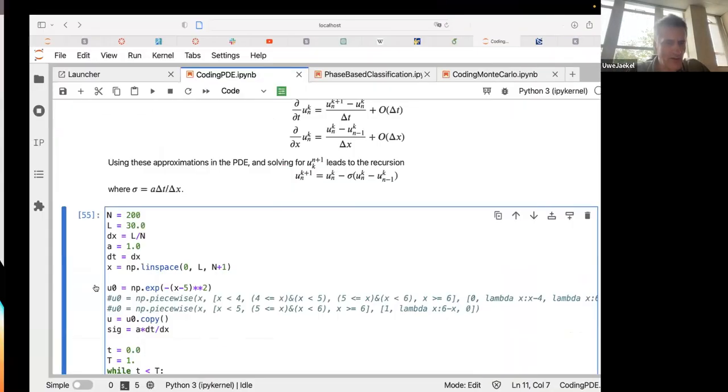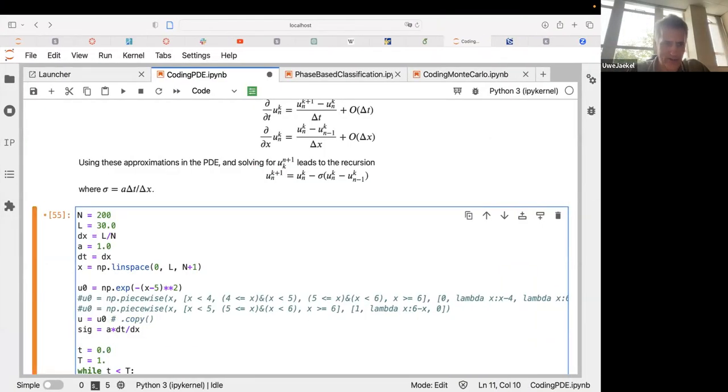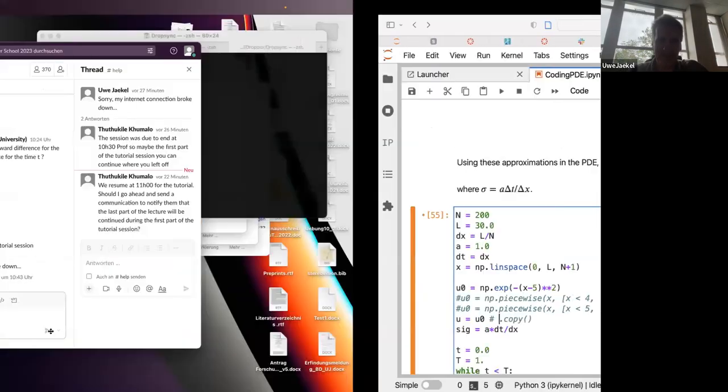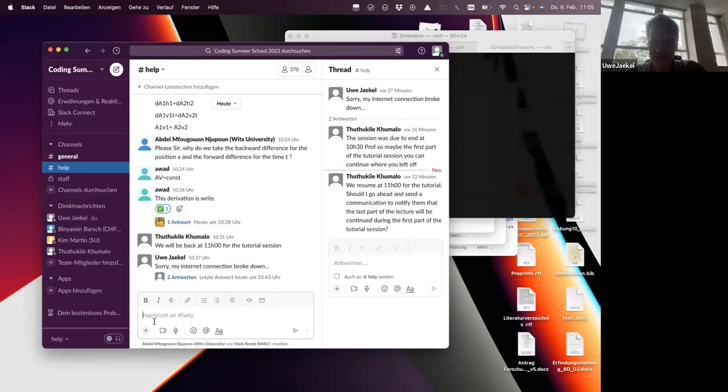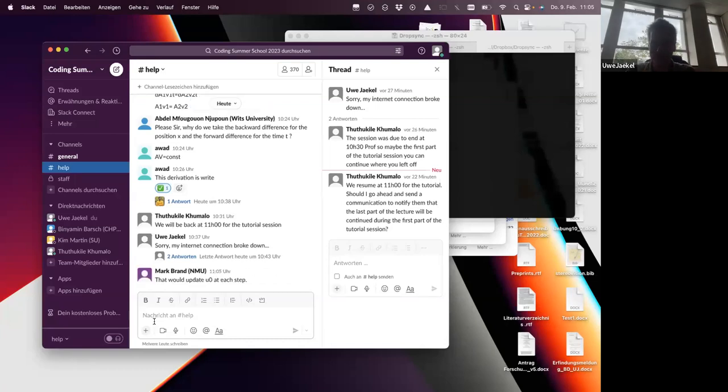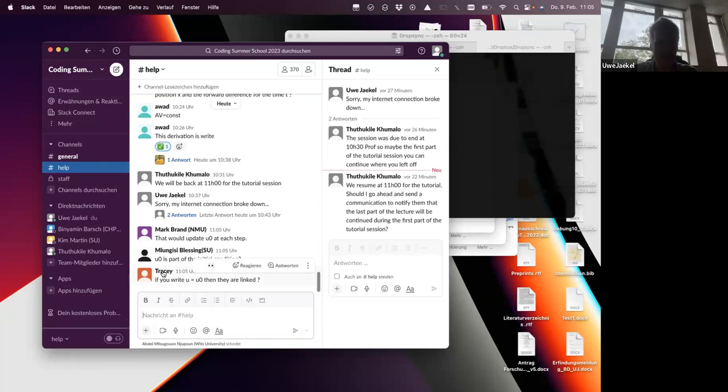What do you think? Why don't I write u equals u0? Any idea? My intention is I want to keep the value of the initial condition. This will be a Gaussian function, right? u0 is the initial condition, or the corresponding function. Yes. And Mark and Tracy gave the correct answer.